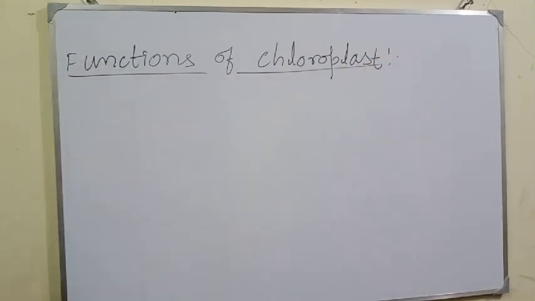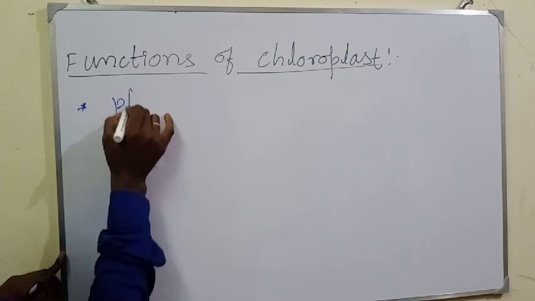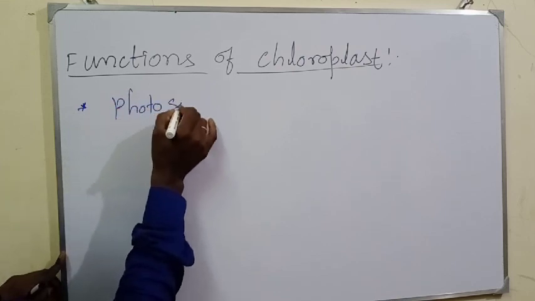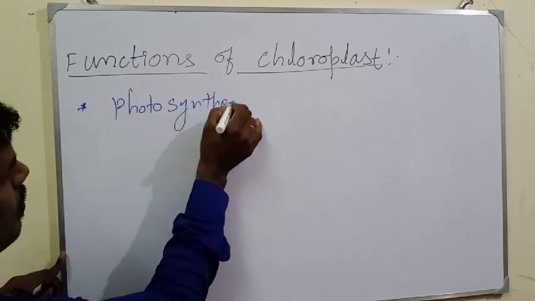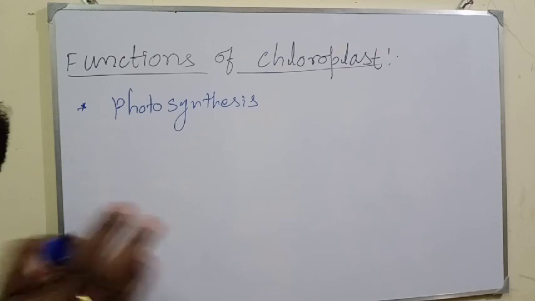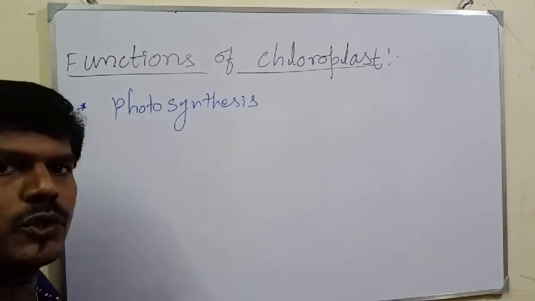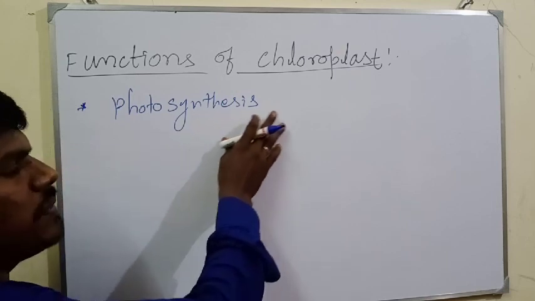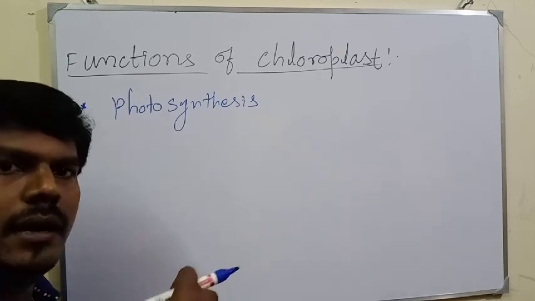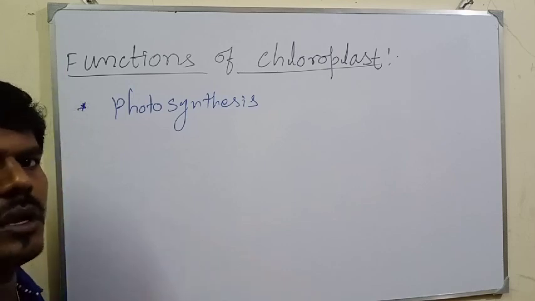What are the main functions of the chloroplast? First one, photosynthesis. Why is it involved in photosynthesis? Because the chloroplast contains chlorophyll pigment. The chlorophyll pigment that is present is involved in the photosynthesis function. Through photosynthesis, the organism gets energy, which is utilized for future activities in that particular organ.